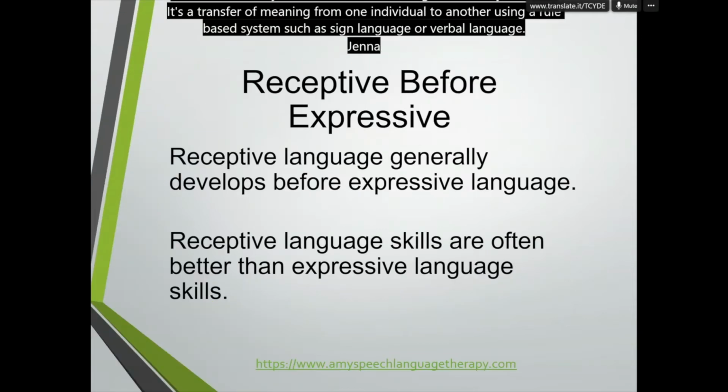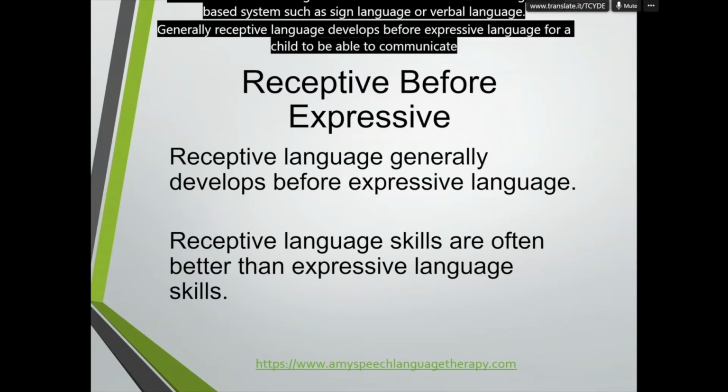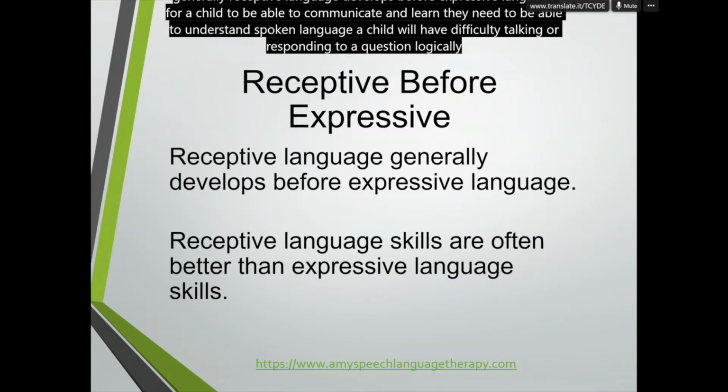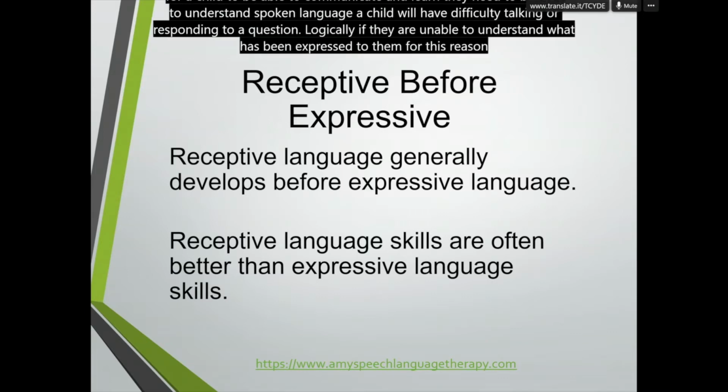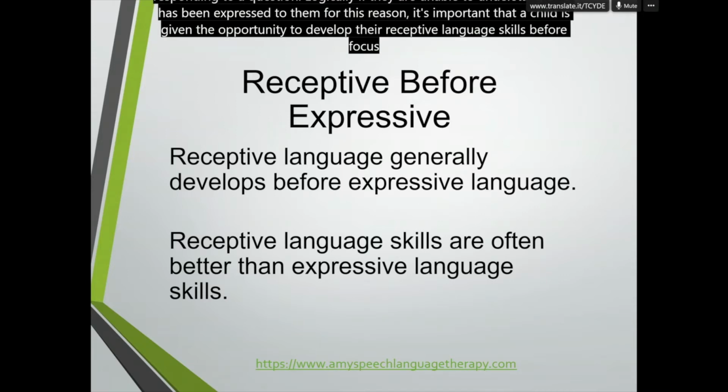Generally, receptive language develops before expressive language. For a child to be able to communicate and learn, they need to be able to understand spoken language. A child will have difficulty talking or responding to a question logically if they are unable to understand what has been expressed to them. For this reason, it's important that a child is given the opportunity to develop their receptive language skills before focusing on their expressive skills.